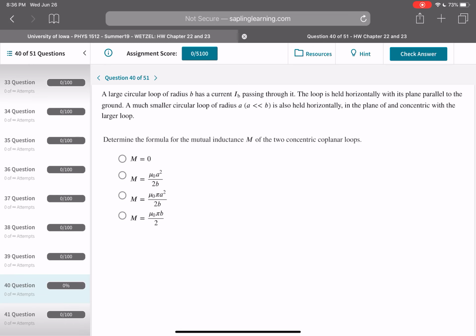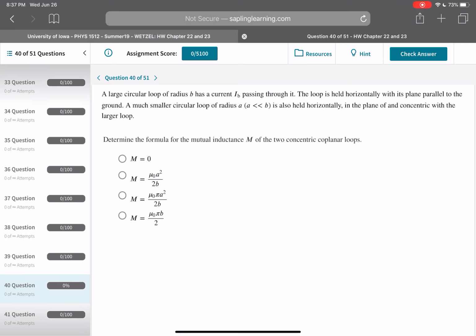Okay, a large circular loop of radius b has a current I passing through it. The loop is held horizontally with its plane parallel to the ground. A much smaller circular loop is also held horizontally, in the plane of and concentric with the larger loop. Determine the formula for the mutual inductance M of the two concentric coplanar loops.